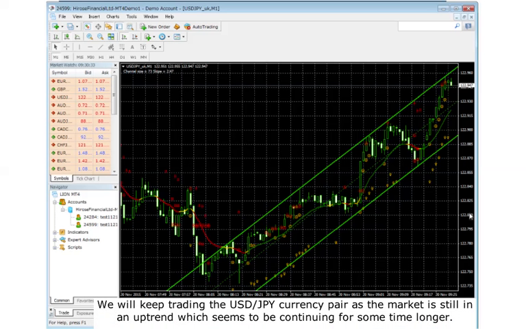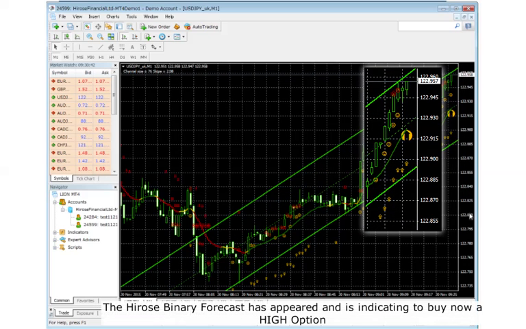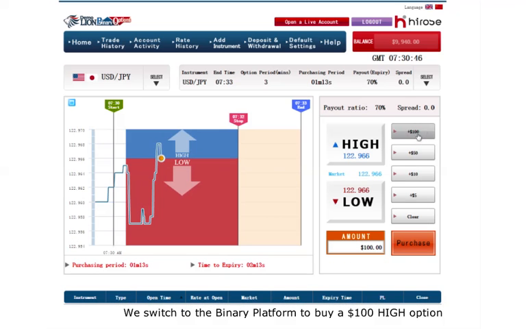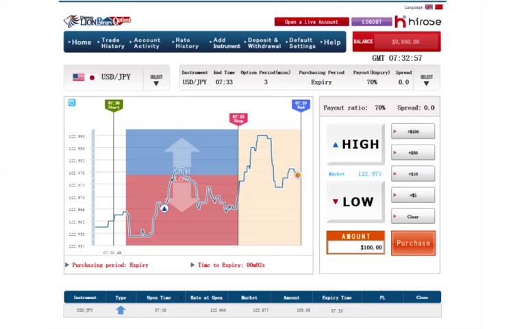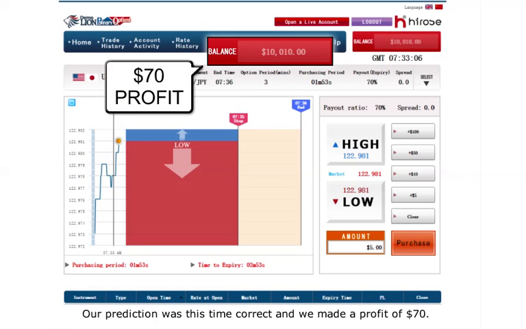We will keep trading the US dollar Japanese yen currency pair, as the market is still in an uptrend, which seems to be continuing for some time longer. The T-channel indicator as well as the new move indicator confirm this tendency. The Hirose Binary Forecast has appeared and is indicating to buy now a high option. We switched to the binary platform to buy a $100 high option. Let's skip forward to the expiry time. Our prediction was correct this time and we made a profit of $70.